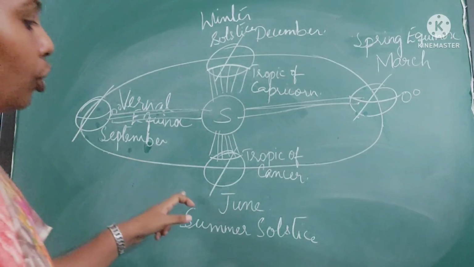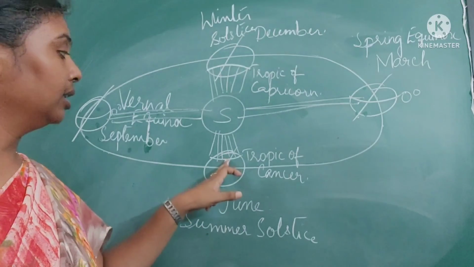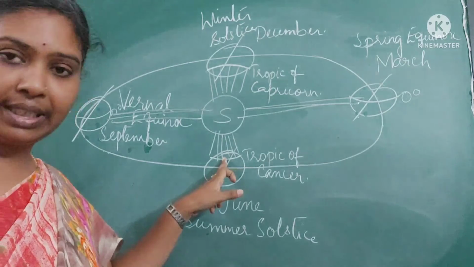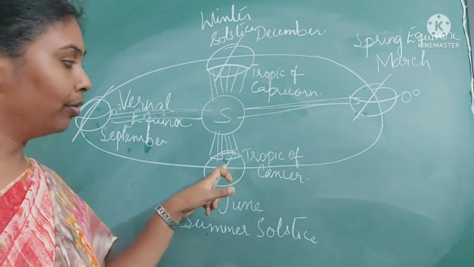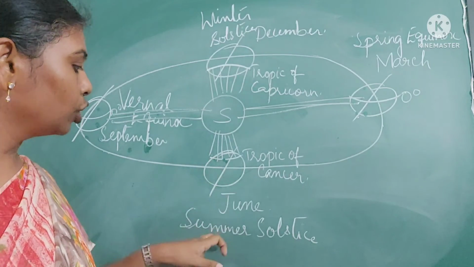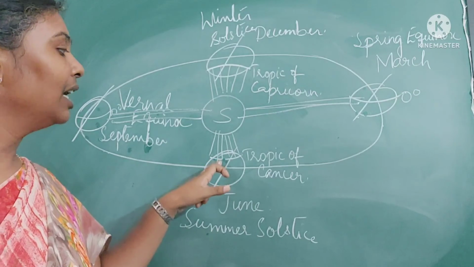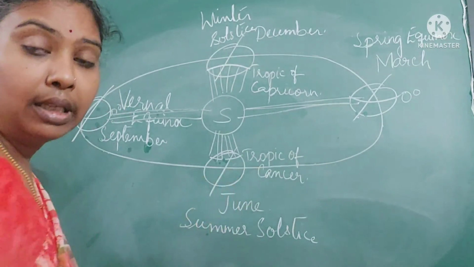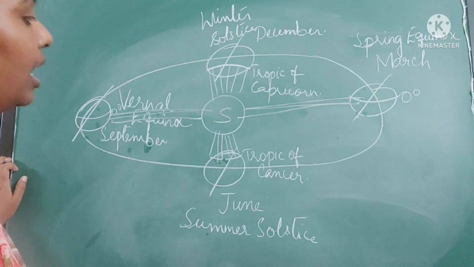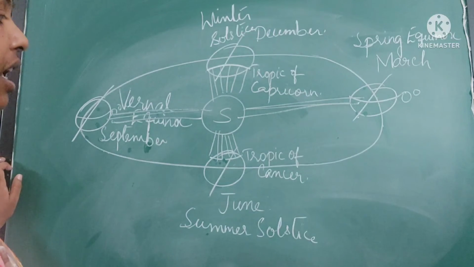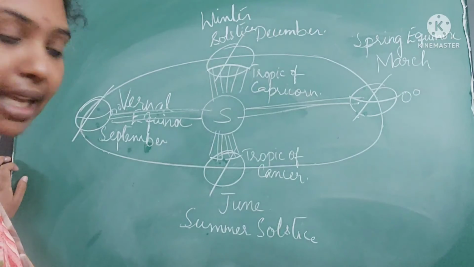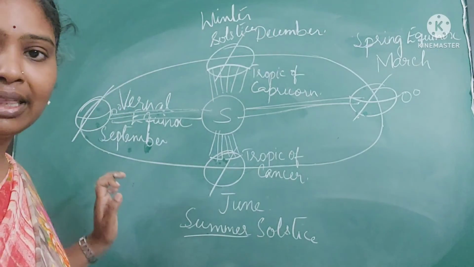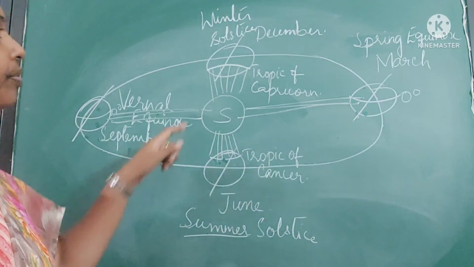Again here in the month of June, the sun rays fall directly over the Tropic of Cancer. So we will be having a lengthier day than the southern hemisphere. The northern hemisphere will be having a lengthier day than the southern hemisphere. So it is termed as summer solstice in the northern hemisphere.